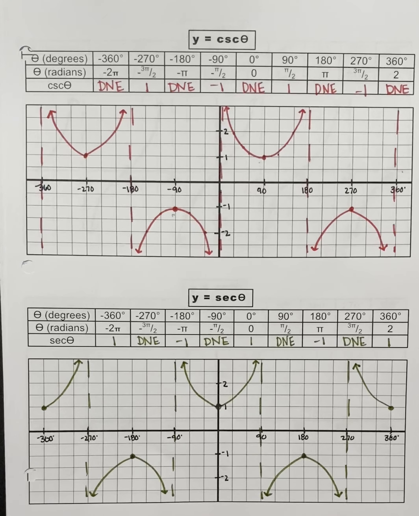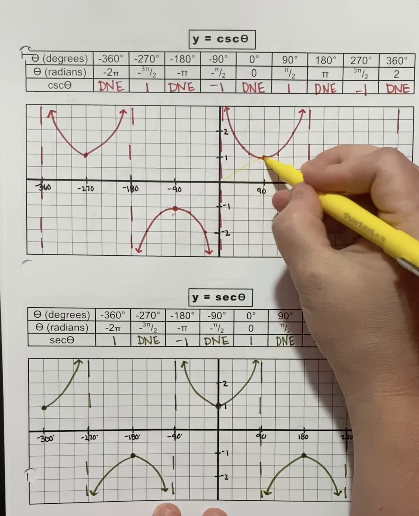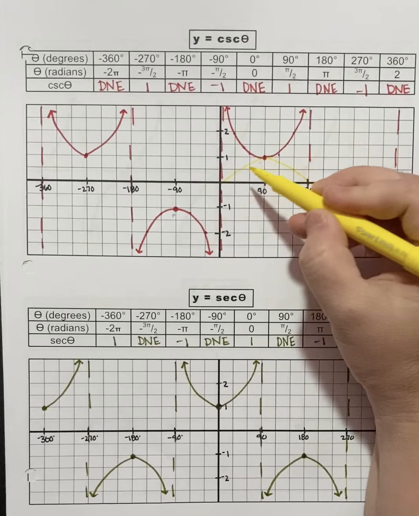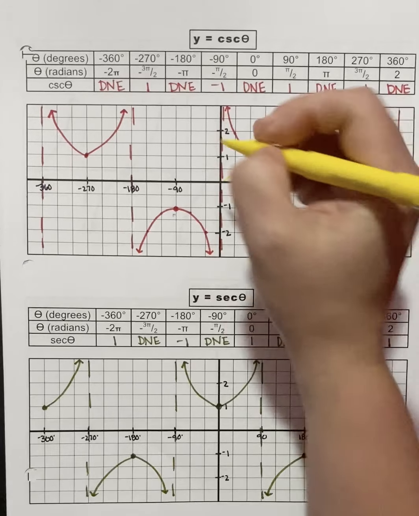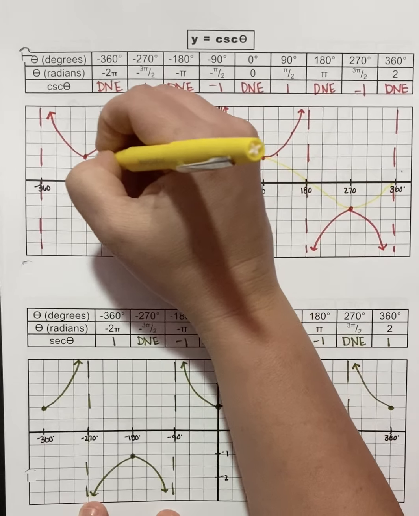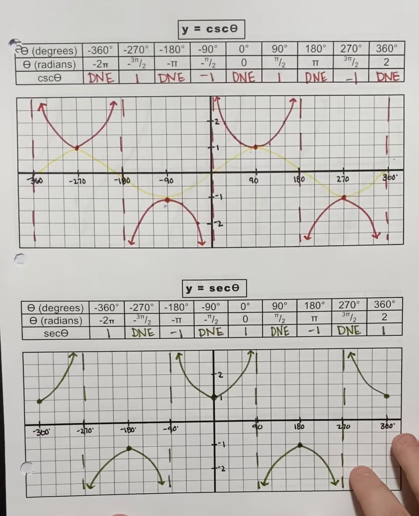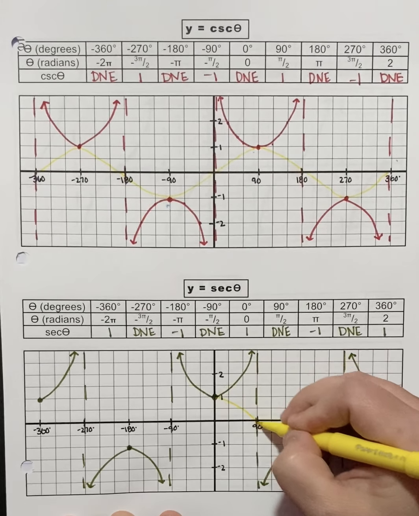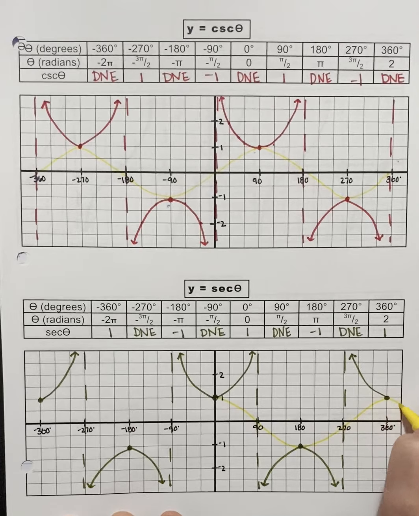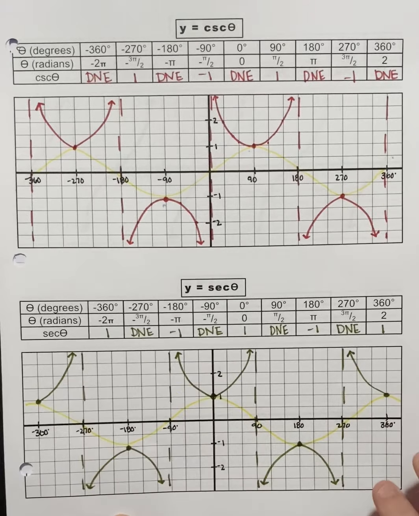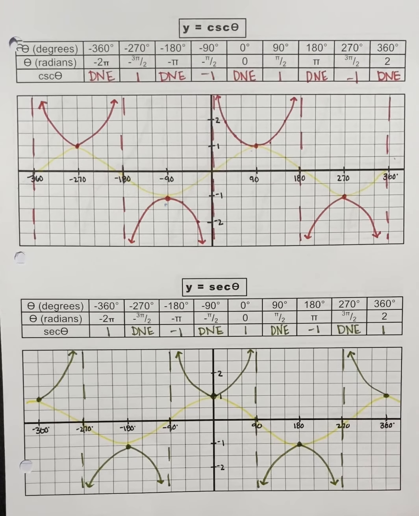Now, what you will notice about cosecant and secant is this. If I go back to cosecant right here and draw this graph, which you can see in yellow, this is actually the sine graph. So this is just the reciprocal of sine. Same thing right here for secant. If I go back and draw this graph, this is the graph of cosine. So it kind of follows the path of its reciprocal function.